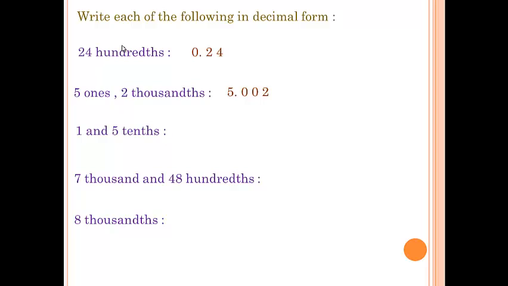Okay. 1 and 5 tenths. 1 is a whole, so before the point. And is a point. And 5 in tenth, so we will put 5 in the first place after the point. Next, 7,000. 7,000, this is a whole part. And means point. 4,800th. After the point, to the right of the point, we should have 48.